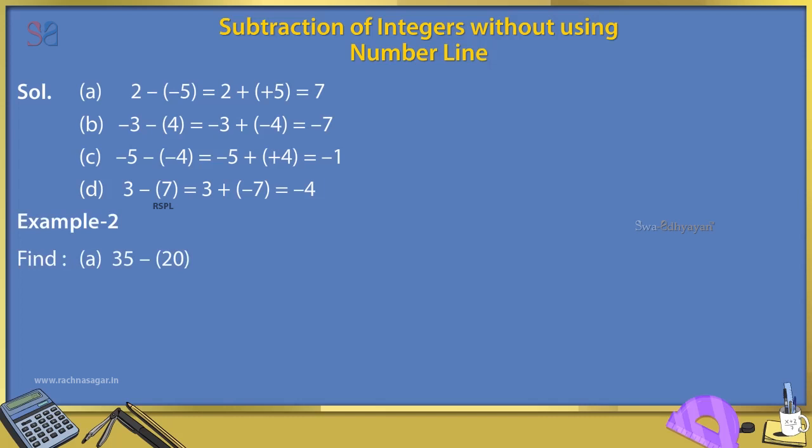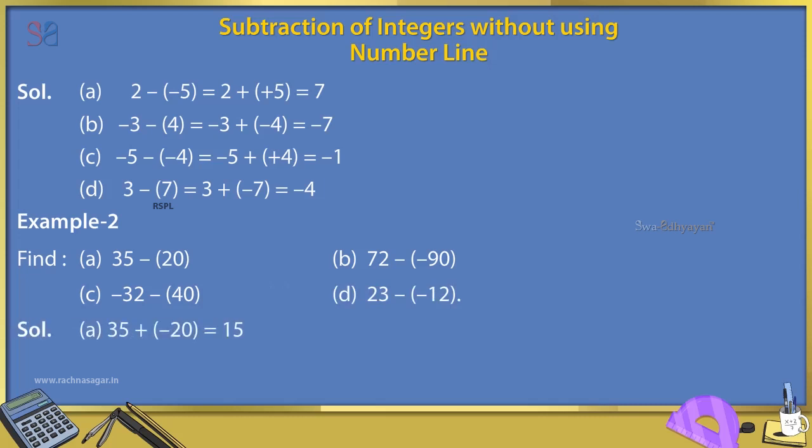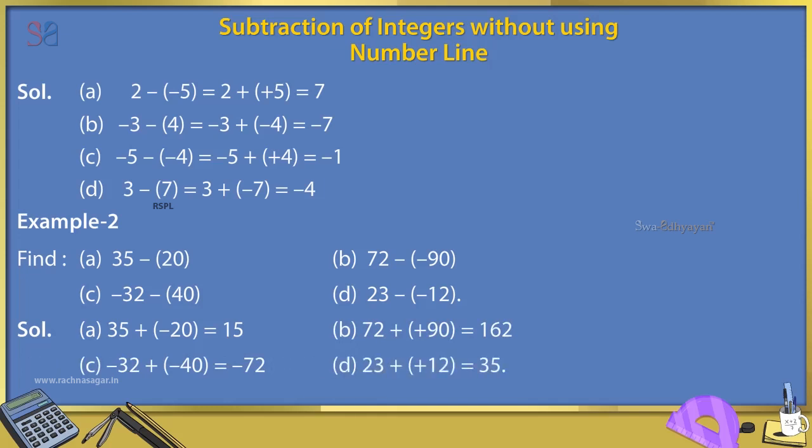Example 2. Find A, 35 minus (20). B, 72 minus (-90). C, -32 minus (40). D, 23 minus (-12). Solution: A, 35 plus (-20) is equal to 15. B, 72 plus (+90) is equal to 162. C, -32 plus (-40) is equal to -72. D, 23 plus (+12) is equal to 35.